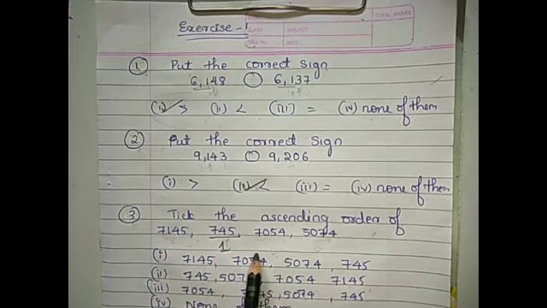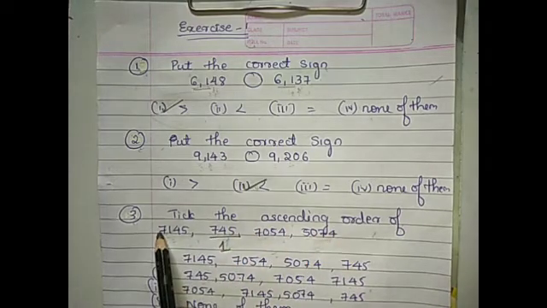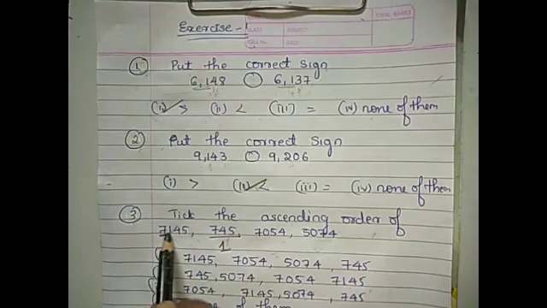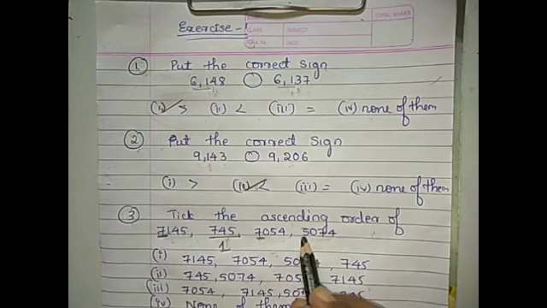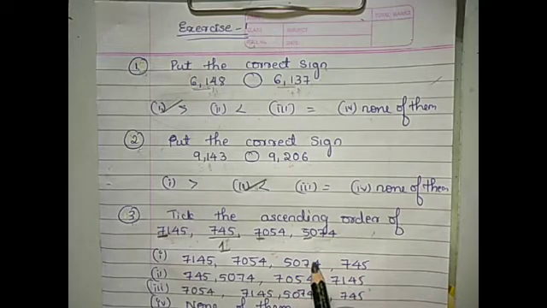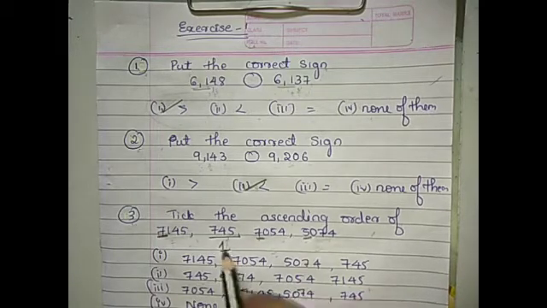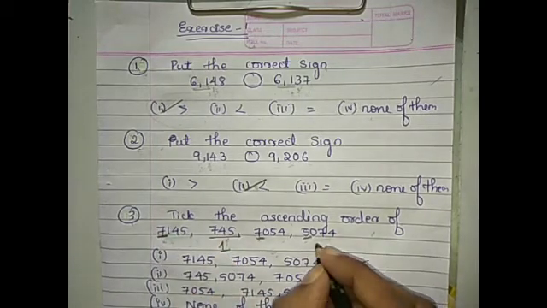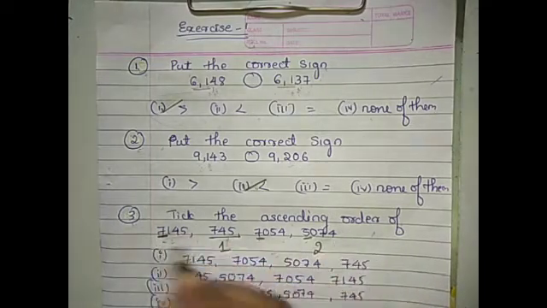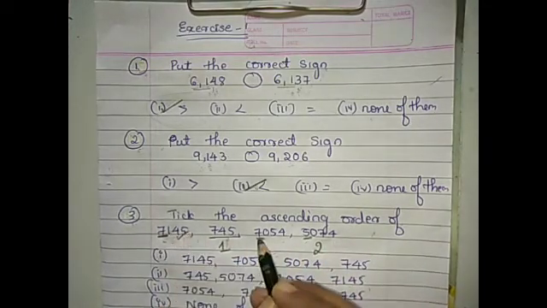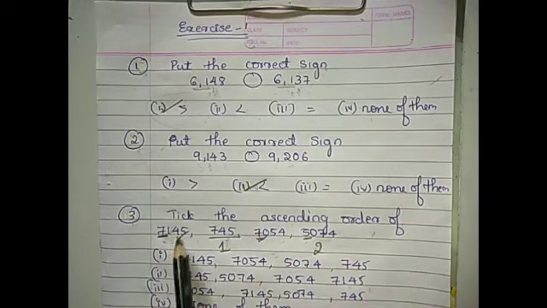If numbers have an equal number of digits, then we have to compare the leftmost digit. In this number 7 is at the 1000 place. In this number 7 is at the 1000 place. In this number 5 is at the 1000 place. Let's compare 5 and 7. Clearly 5 is smaller than 7. So the second smallest number is 5074. Next we have to find out between these two which number is the smallest.